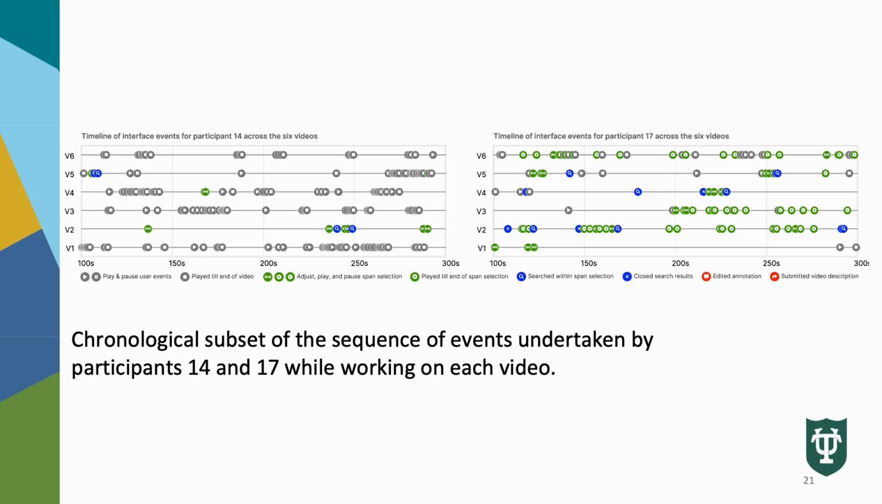Both P14 and 17 were aware of and actively used the span selection. However, P14 primarily employed it as a tool to limit the search input, whereas P17 not only utilized it for this purpose, but also extensively employed span selection to constrain the playhead movements as well.